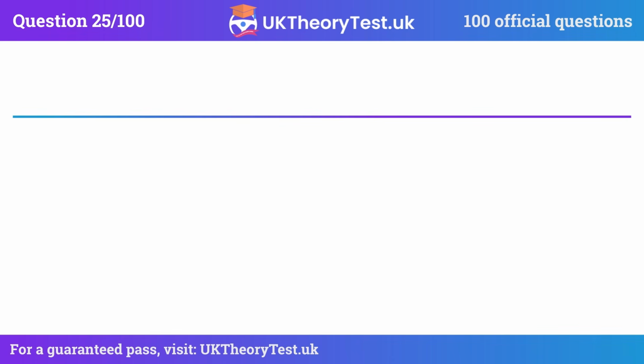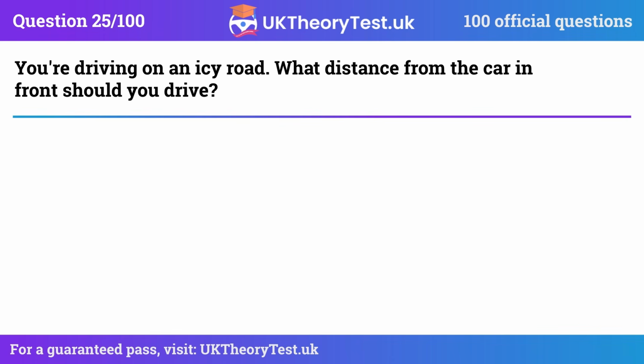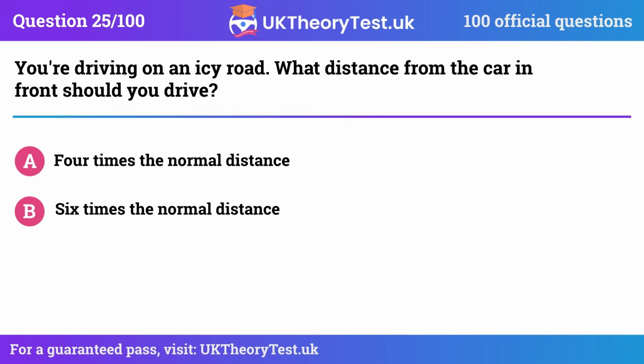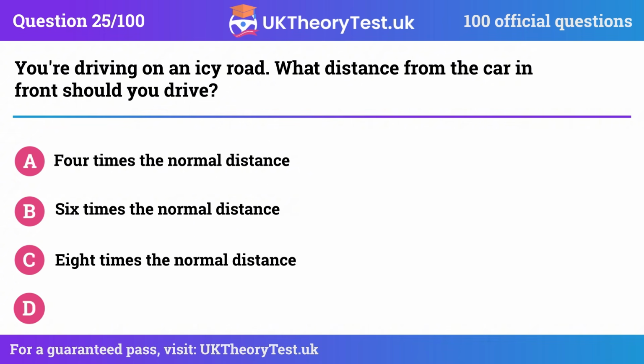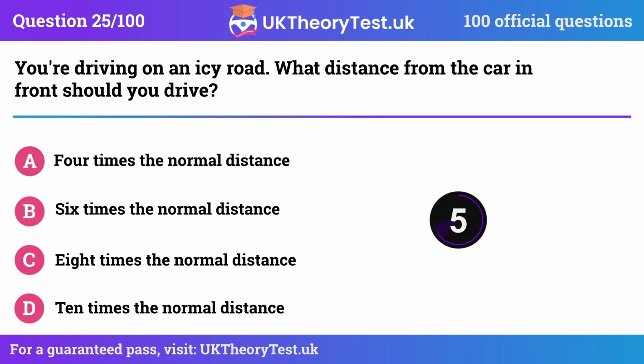Question 25. You're driving on an icy road. What distance from the car in front should you drive? A. 4 times the normal distance. B. 6 times the normal distance. C. 8 times the normal distance. D. 10 times the normal distance.